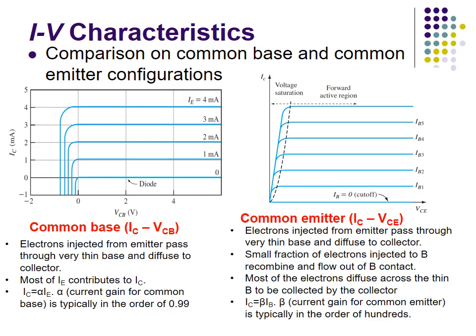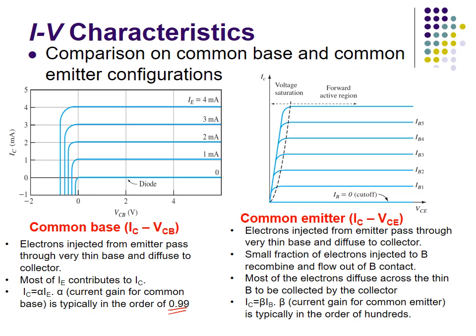There are also differences in the shape of the IV characteristic for common base and common emitter configurations. For the common base configuration in the NPN BJT, electrons are injected from the emitter and pass through the thin base, then diffuse to the collector. Thus, most of the emitter current contributes to the collector current, and we get that IC equals alpha IE, of which alpha is the current gain for the common base configuration. Since a very small fraction of electrons recombines at the base, alpha will be less than 1, typically in the order of 0.99.